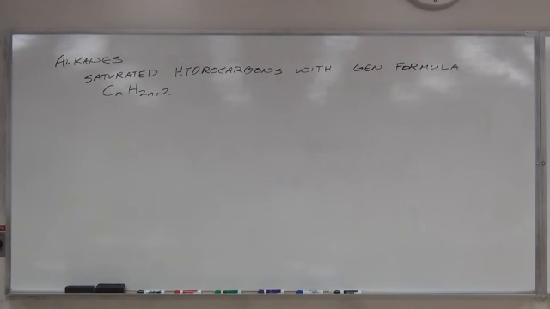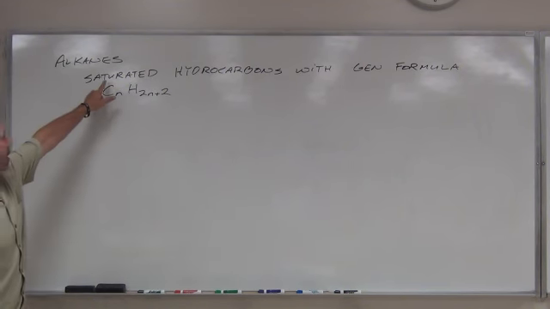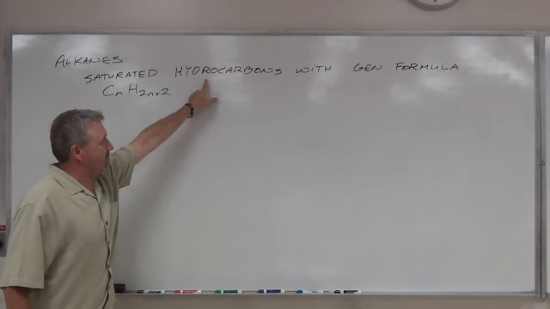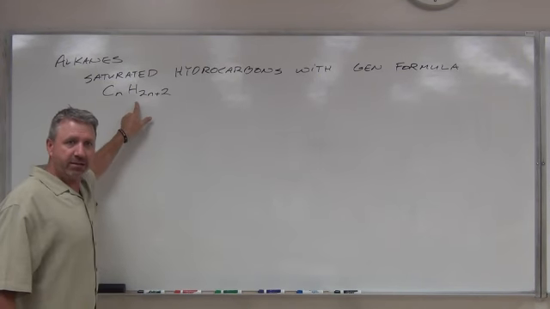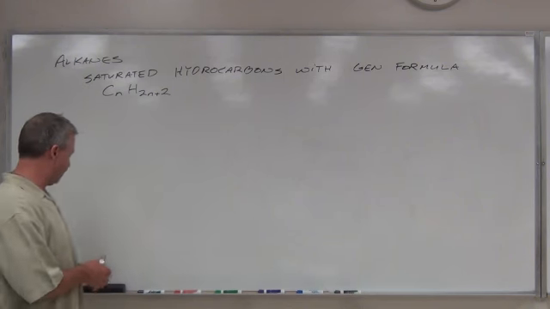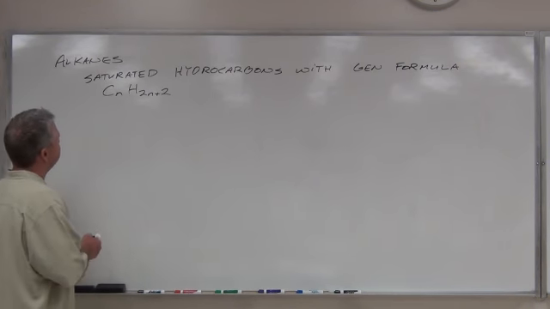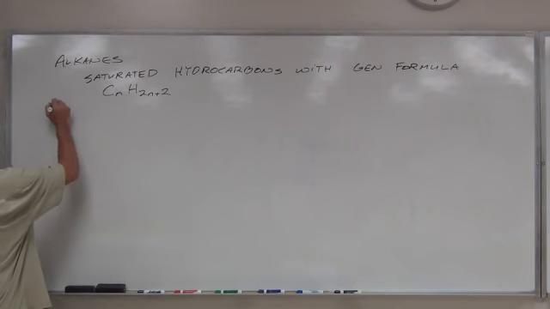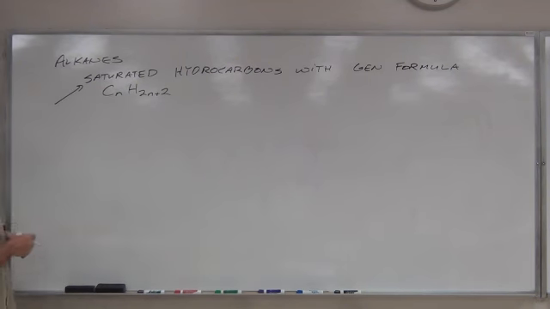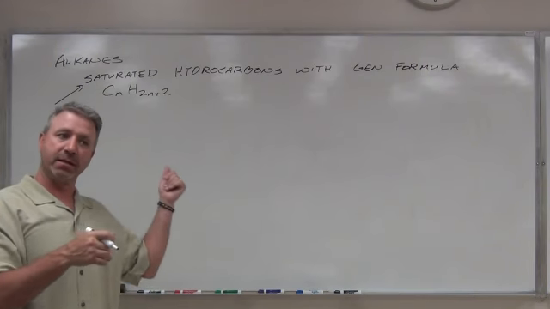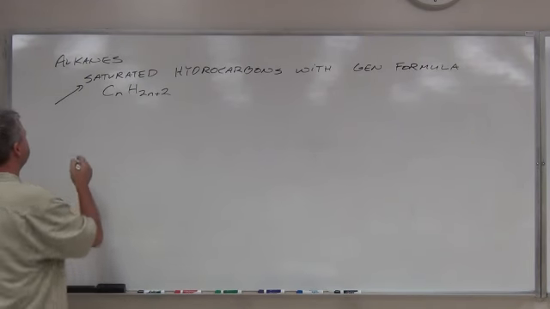So there's three things in the definition of an alkane. First of all, it needs to be saturated. Secondly, it needs to be a hydrocarbon. And thirdly, it needs to satisfy its general formula. If it is saturated, that means it contains only carbon-carbon single bonds. There are no double or triple bonds in the alkane class.